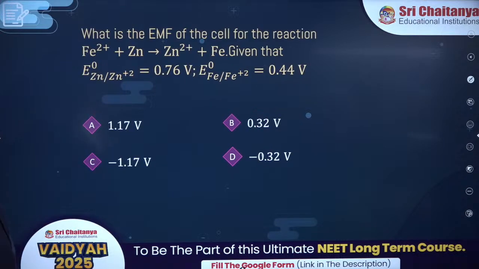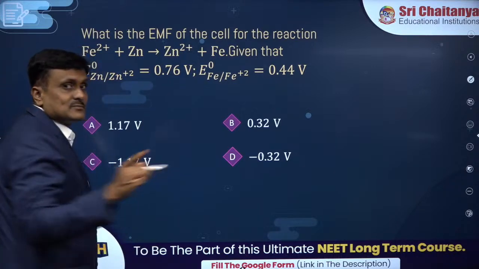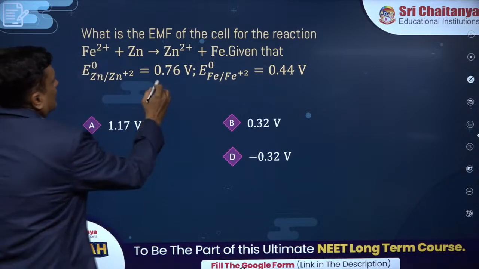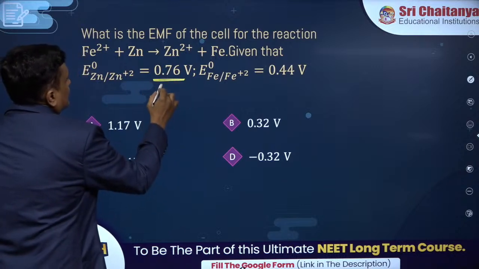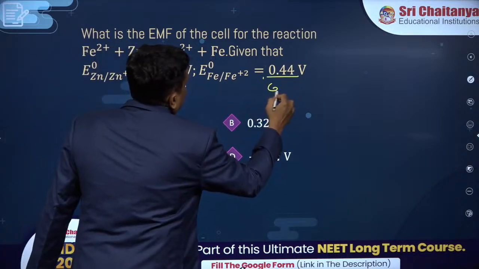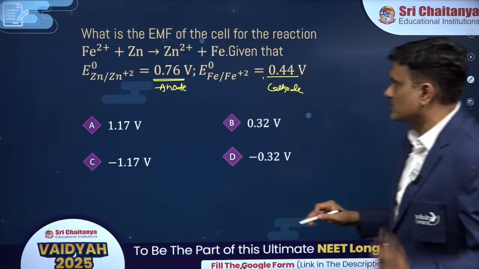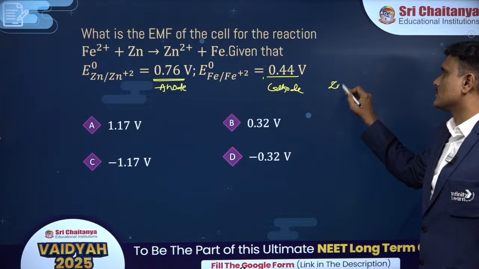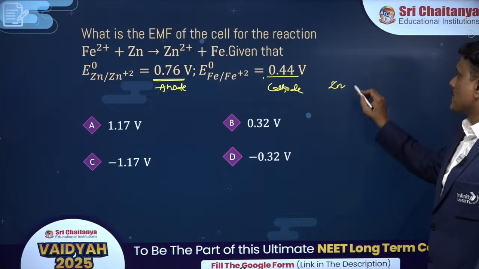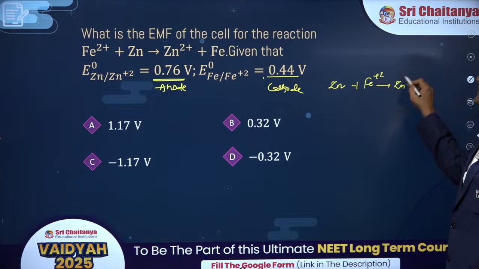Okay, good. This is a fundamental question, right? Whichever has more oxidation potential, you can see the oxidation potential given, check that carefully. So that will act as the anode. You should write the cell reaction. Actually, we need not write, but I am telling you so that you can understand. So zinc undergoes oxidation. Iron undergoes reduction. So this is the cell reaction.